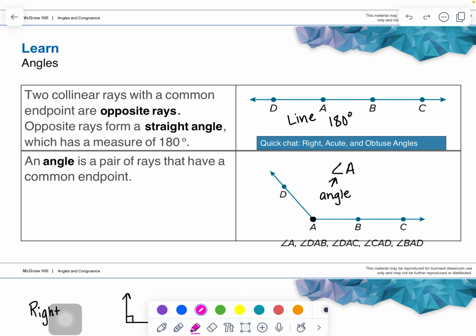Okay. Now, another way to do it is by road mapping it. So we could say angle, and then you draw it out by naming 3 points. So you name it with 3 points.